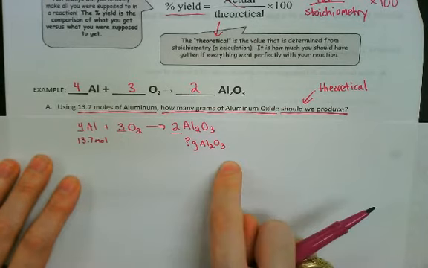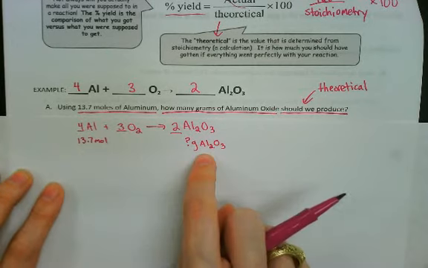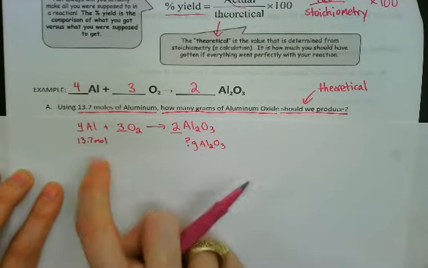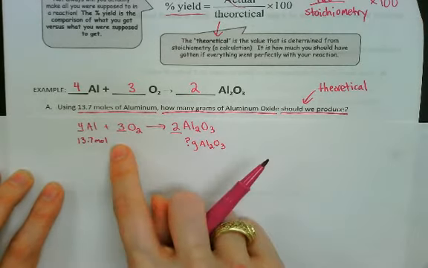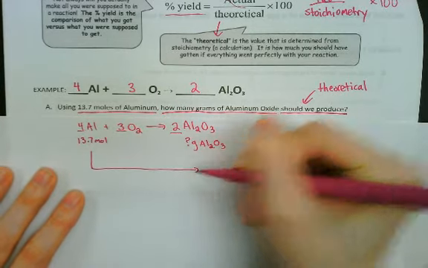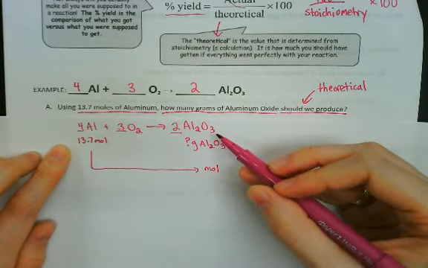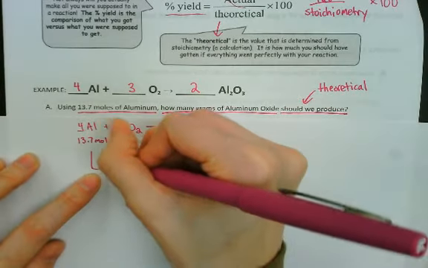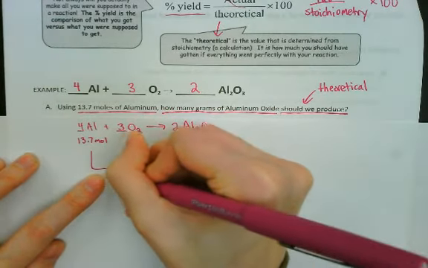So we're going from moles to grams. I can't go directly from moles to grams, but I can go from moles to moles. So I can convert between moles of substances in my reaction. I'm going to draw myself an arrow over here because I want to convert from moles of aluminum to moles of aluminum oxide. And again, to do that, we're going to use our handy-dandy mole ratio.